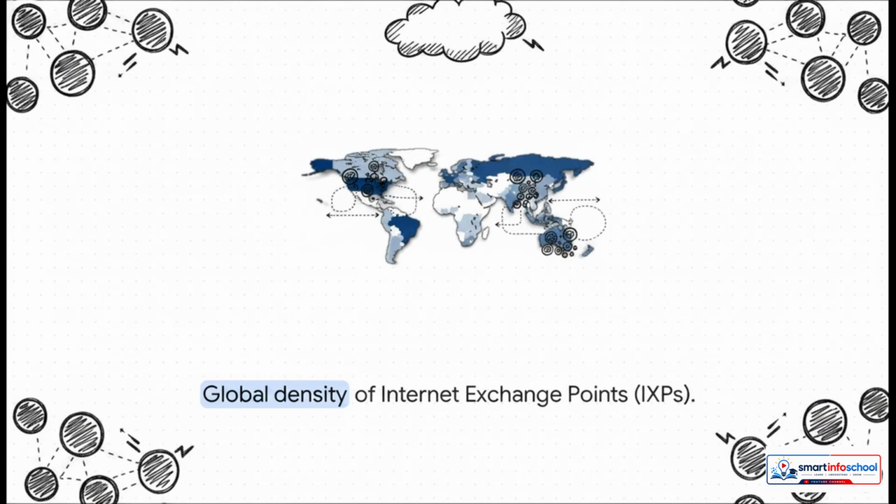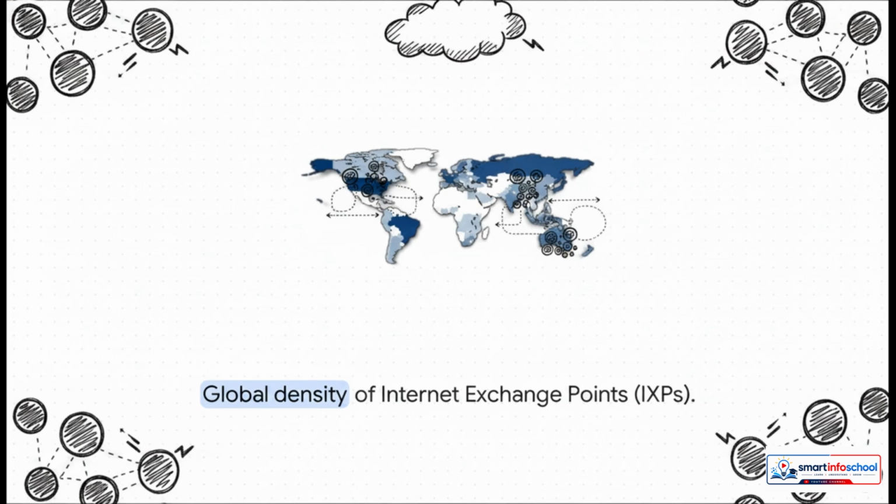If you look at the global density of these Internet Exchange Points, or IXPs, you can see exactly where these crucial connection hubs are clustered. It's predominantly in North America, Europe, and parts of Asia and South America. And these hubs are so incredibly vital because they allow local traffic to stay local.